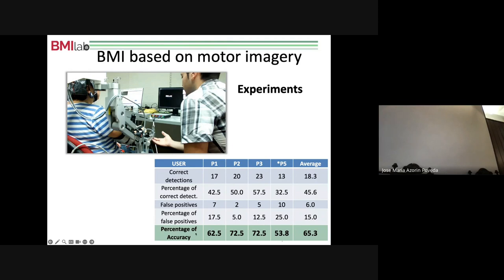We can focus, for instance, on the accuracy, and we can see here that the results are very dependent on the user. For instance, with two users, we get results higher than 70%. It's also important to focus on the false positive results. False positive is when, for instance, I am in the relaxed state and suddenly my arm is moved. We have to try to reduce that rate. So, in the best case, we only get two false positives in one of the cases. Anyway, we decided to try to improve this BCI.